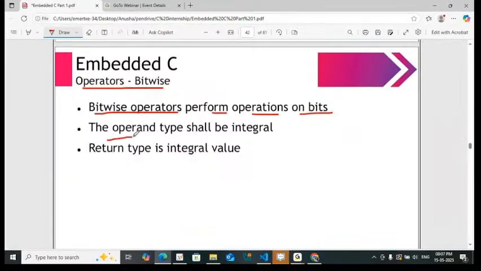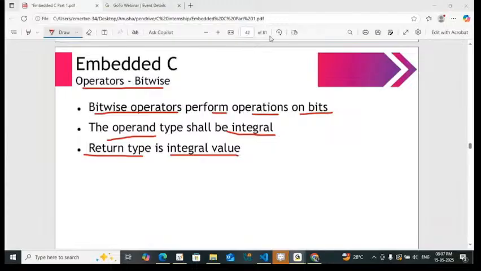The input to the bitwise operator should be an integer. The return type of the bitwise operator should also be an integer. All the bitwise operators perform the operations on bits of a number. You take one integer, you perform the operation, and then you provide the result.